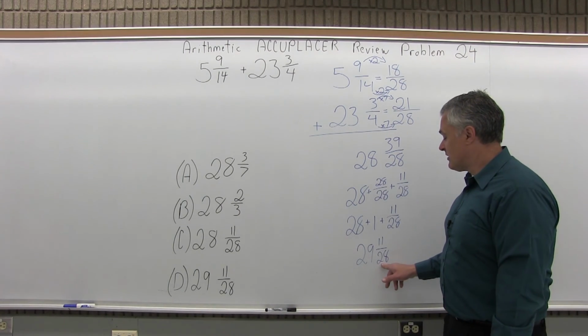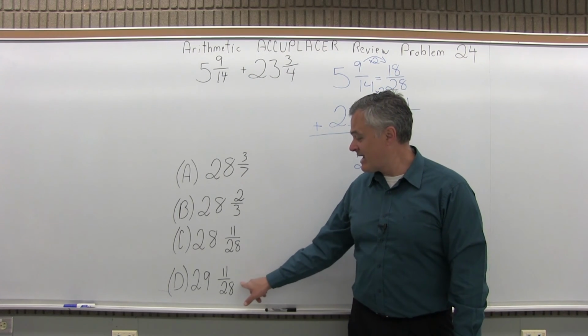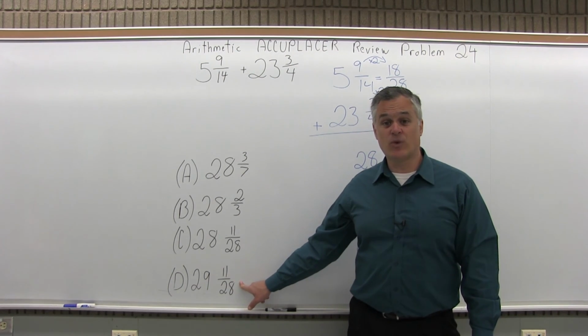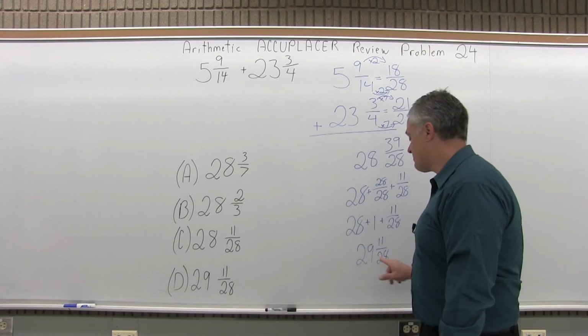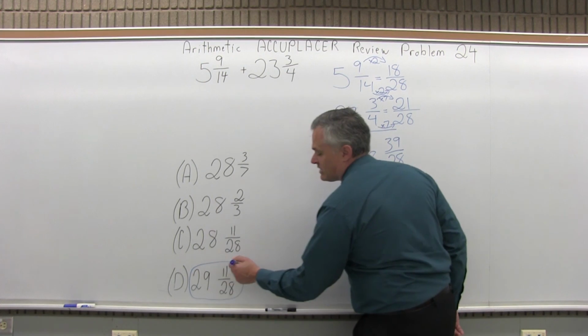Now if I take the result of 29 and 11/28 and I check the possible answers I have, it is a perfect match for one of the options. Option D matches perfectly with my answer now, 29 and 11 over 28, so the answer is D.